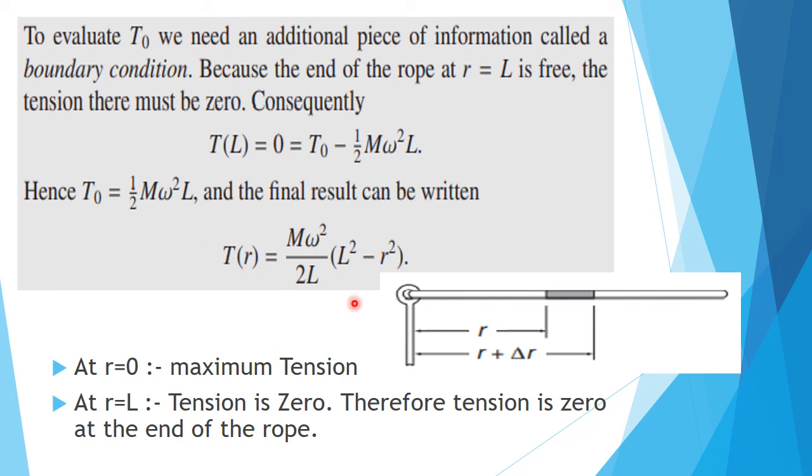Now from this equation you get two extreme cases. When r is equal to 0, we get the maximum tension, that is at the nearest point to the pivot. At this point there is maximum tension. And when r is equal to L, you get this value as 0. Tension is 0. Therefore, tension is 0 at the end of the rope. This is our conclusion, and this is our final result, the variation of tension with respect to r.